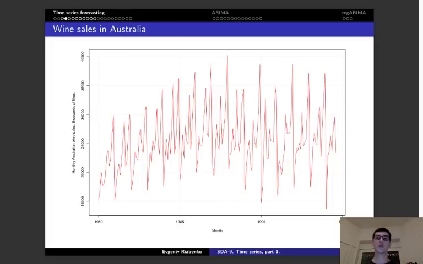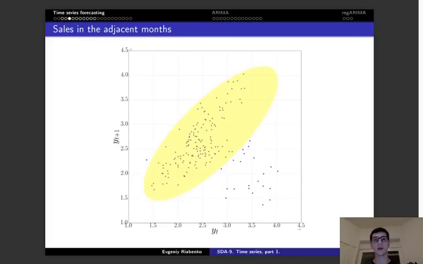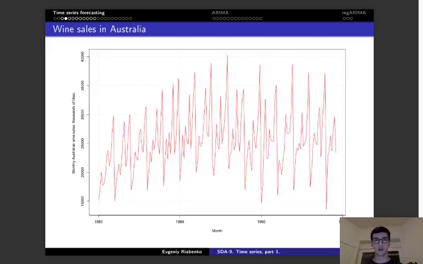Let's take some value y at time t, and the next value y at time t plus 1. If we make a scatter plot of this distribution, with y_t on the x-axis and y_{t+1} on the y-axis, we'll see that mostly values are highly correlated. But in the lower right corner, we'll see some values which lie beyond the main diagonal, and these correspond to Decembers and Januaries. If we go back to this time series, we see high peaks somewhere and then sudden drops.